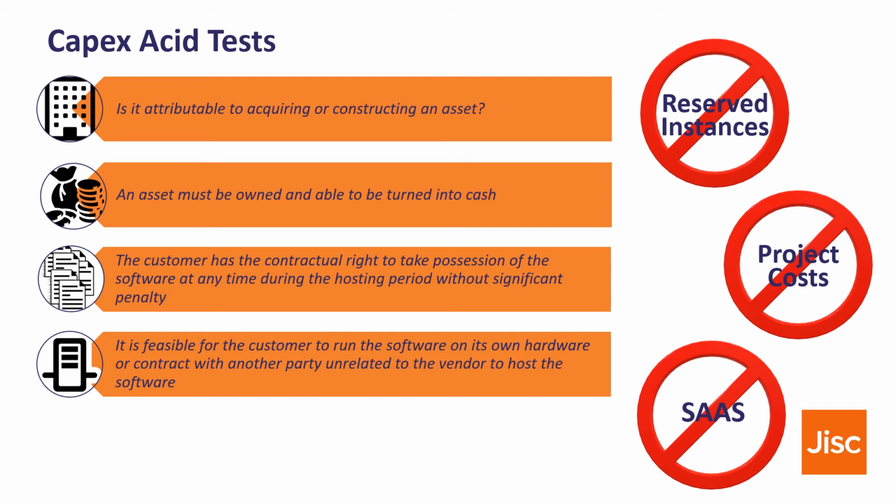So is it attributable to acquiring or constructing an asset? And an asset must be owned and able to be turned into cash. So of course with public cloud, it isn't an asset because it doesn't meet that criteria. So even if you buy a reserved instance, you aren't owning the asset. The public cloud provider owns the asset.